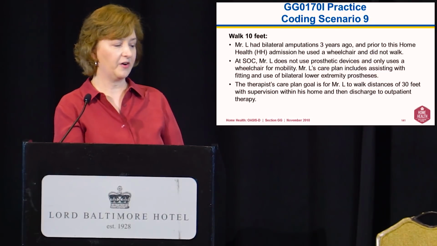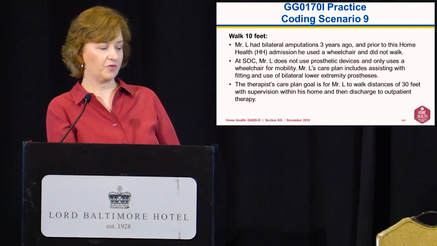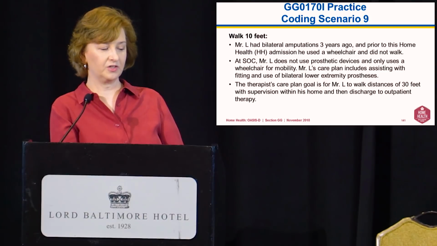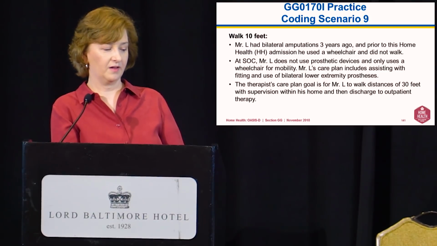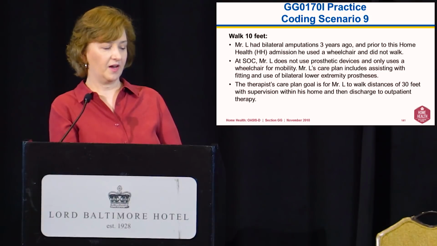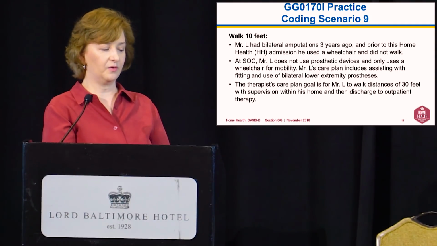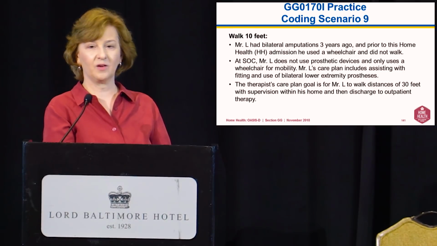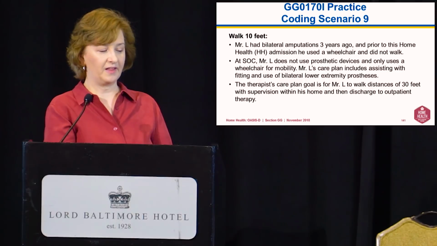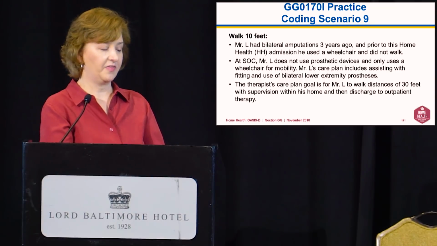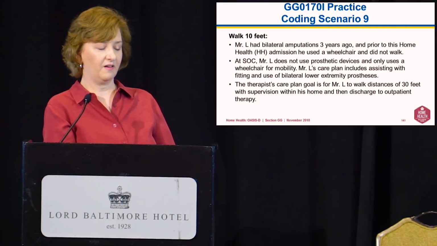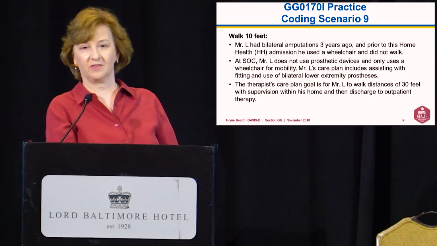We do have a coding scenario here for walking 10 feet. Mr. L had bilateral amputations 3 years ago, and prior to his home health admission, he used a wheelchair and did not walk. At SOC, Mr. L does not use prosthetic devices and only uses a wheelchair for mobility. Mr. L's care plan includes assisting with fitting and use of bilateral lower extremity prostheses. The therapist's care plan goal is for Mr. L to walk distances of 30 feet with supervision within the home and then discharge to outpatient therapy.